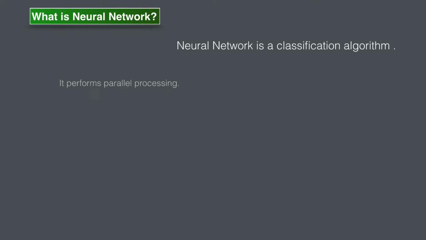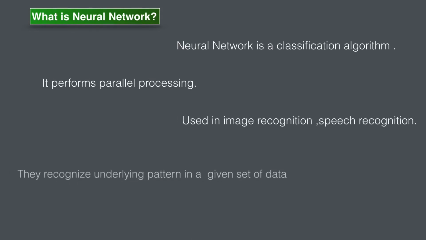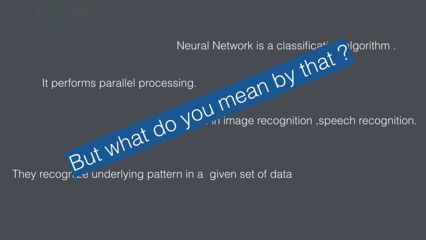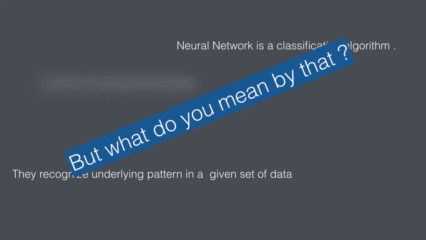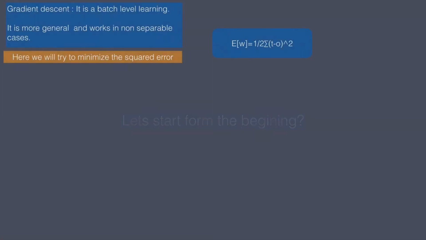A neural network is a classification algorithm. It performs parallel processing, is used in image recognition and speech recognition, and recognizes underlying patterns in a given set. But what do you mean by that? So let's start from the beginning and rewind the tapes.